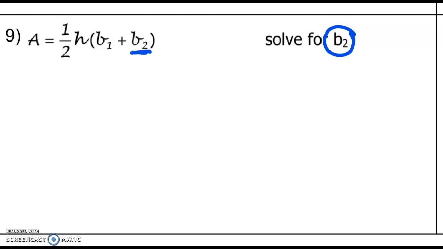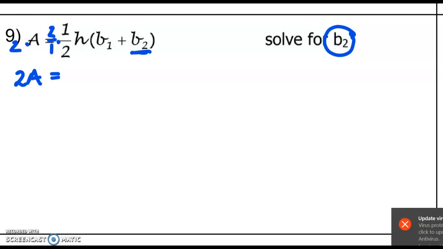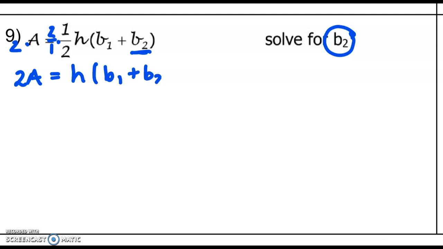To undo that, I have to multiply by the reciprocal. Remember, reciprocal means we take the fraction and we flip it. So that's like multiplying by 2/1, which is just 2. And so if I multiply one side by that, I have to multiply the other. So I get 2a equals, well, multiplying by the reciprocal gets rid of the 1/2. So I just have h times parentheses b1 plus b2.